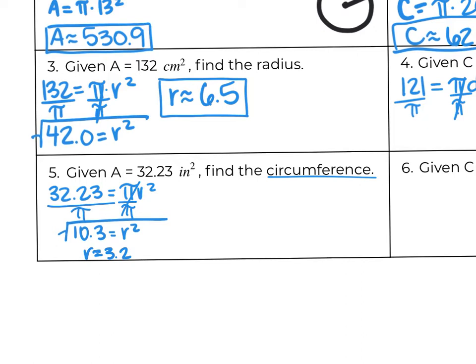So since they want that, I'm now going to do my formula 2 pi r, because I have r, not diameter, and just plug that in. So 2 times pi times r is now 3.2, and multiply all those. So 2 times 3.2 times pi, and I get C, our circumference, is approximately 20.1.